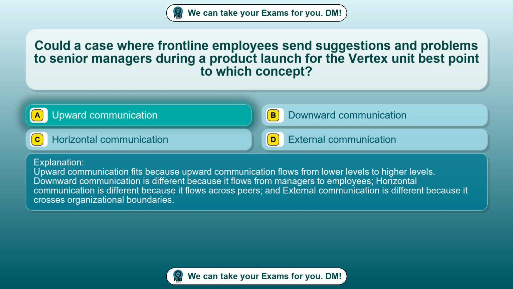Upward communication fits because upward communication flows from lower levels to higher levels. Downward communication is different because it flows from managers to employees, horizontal communication is different because it flows across peers, and external communication is different because it crosses organizational boundaries.